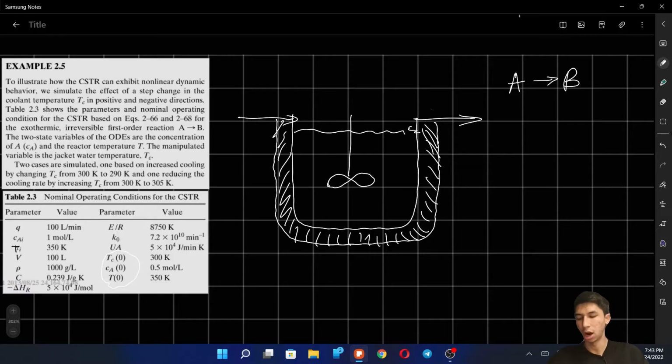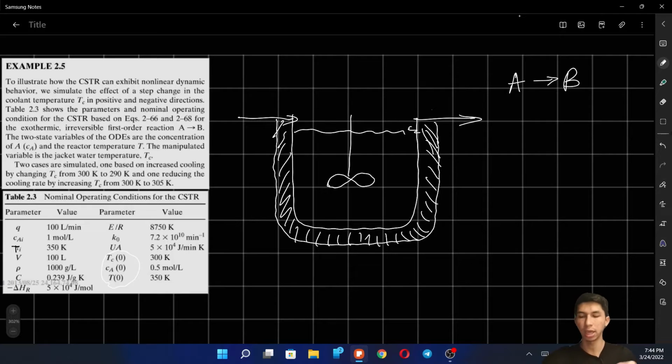And then we have our delta HR, the heat of reaction. If we look at this, it is negative delta HR, and we have a positive value here, which means our reaction is exothermic. So heat is going to be produced during the reaction. The reason for the cooling jacket is to maintain the same temperature because of the exothermic reaction. It's going to cool down the reactor as the reaction goes.